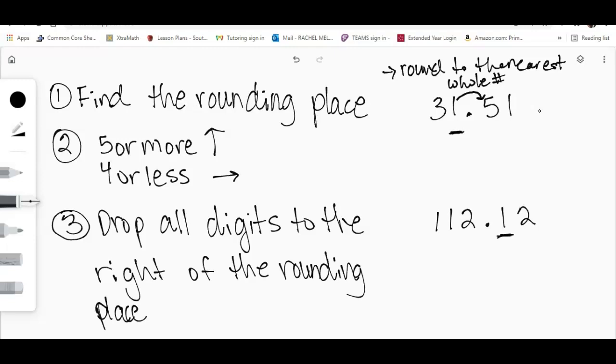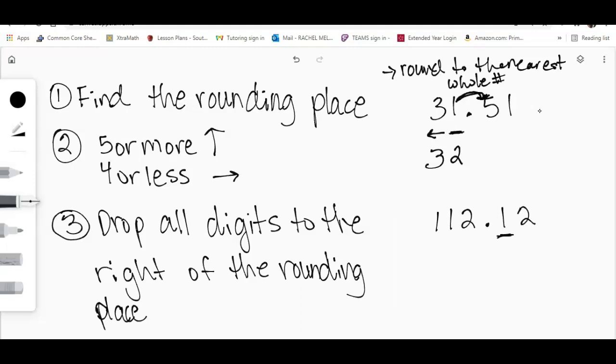Okay, so everything on the right of this number stays the same. So the 3 doesn't change. But since I'm rounding to the nearest whole number and I'm looking next door, this is a 5. That means that this 1 is going to go to a 2. And because I'm rounding to the whole number, I don't need anything in the decimal place. Okay, that's step number 3.